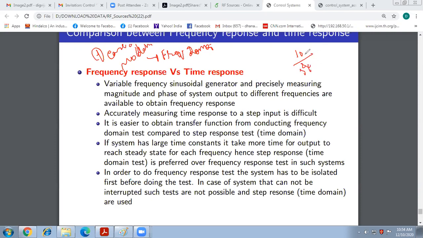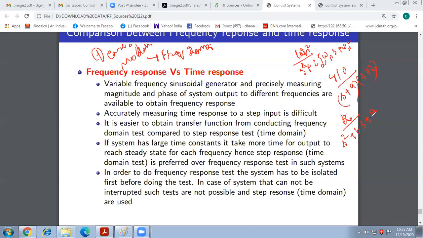Let me write it in standard form: omega n square upon s square plus 2 zeta omega n s plus omega n square. So this is in terms of zeta and omega n. Or in another form, in a and b: we have s plus a into s plus b. Or we have k upon s into s square plus bs plus a.